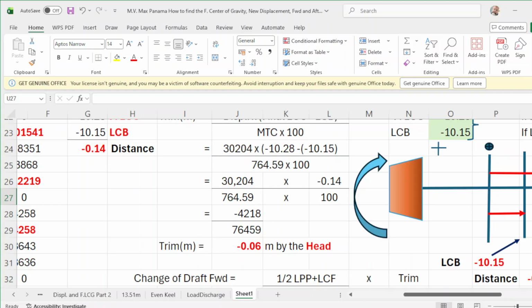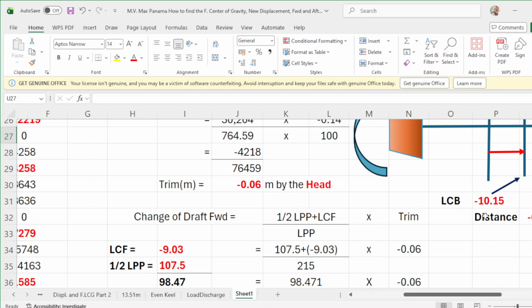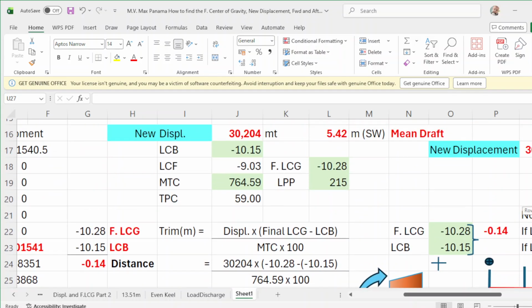Once you get your trim, we will now compute for the change of drop forward. The formula is 1/2 LPP plus LCF over LPP times your trim. Okay? Now, your LCF is negative 9.03.